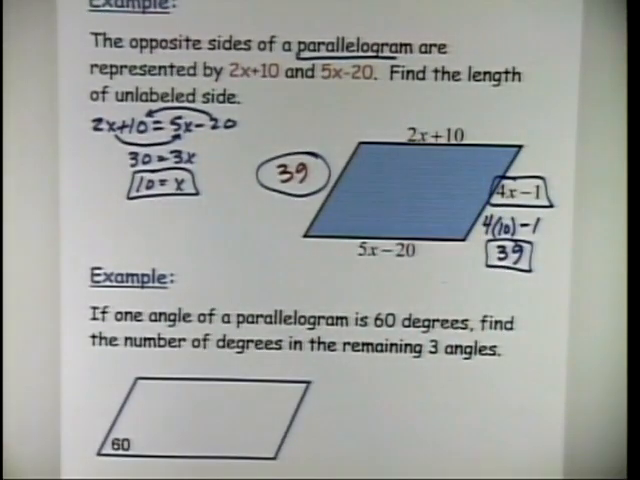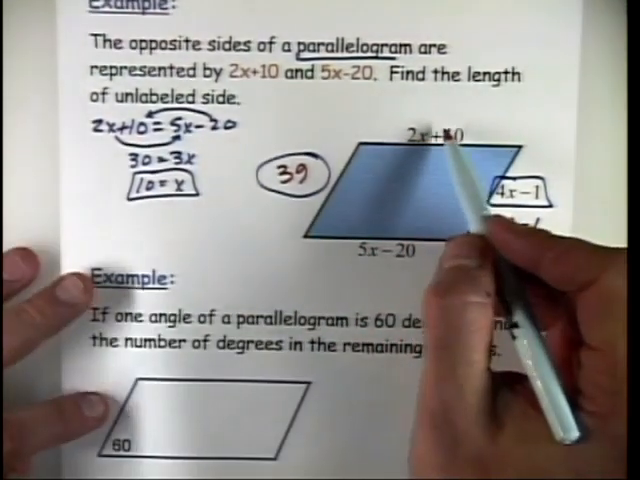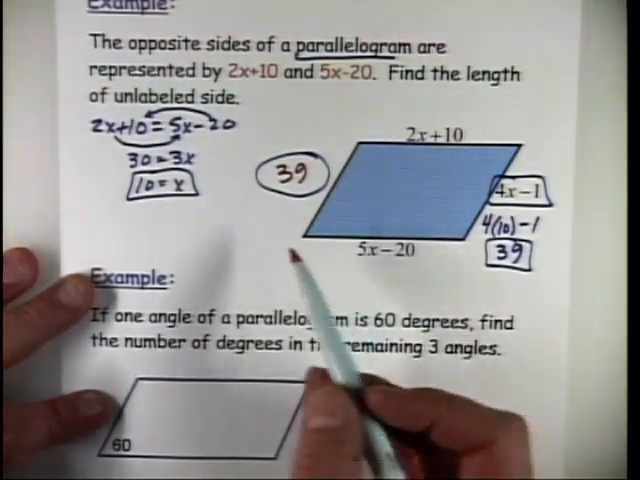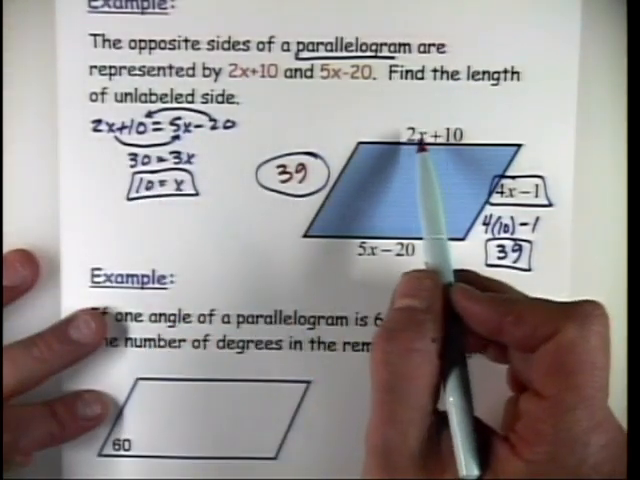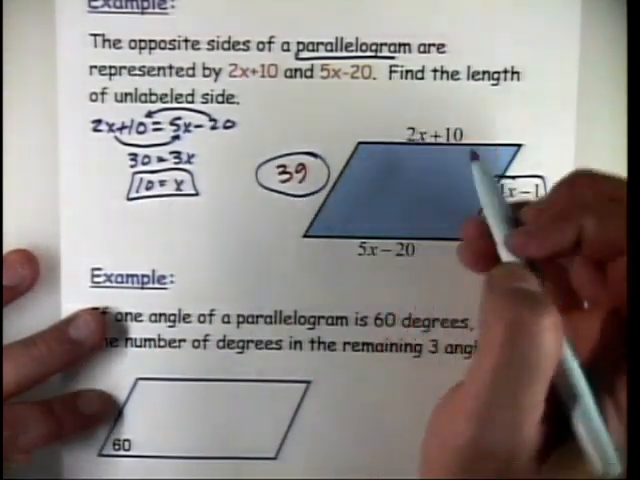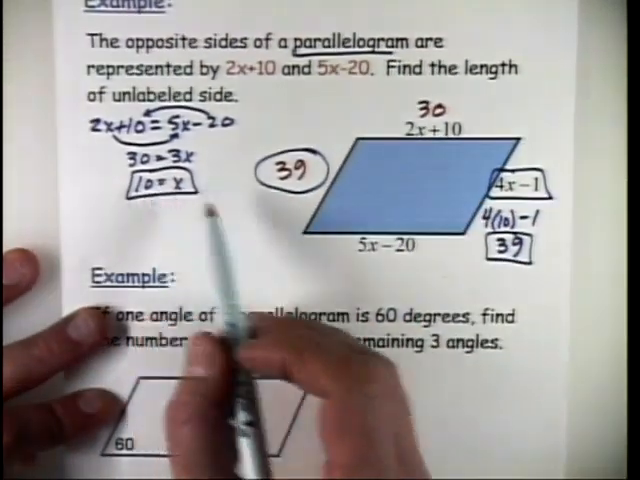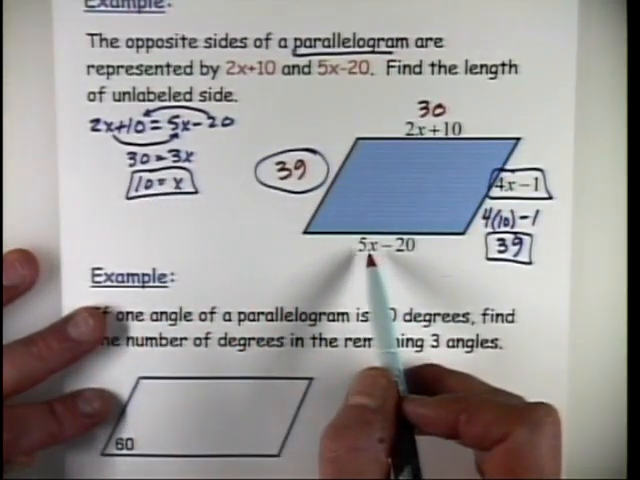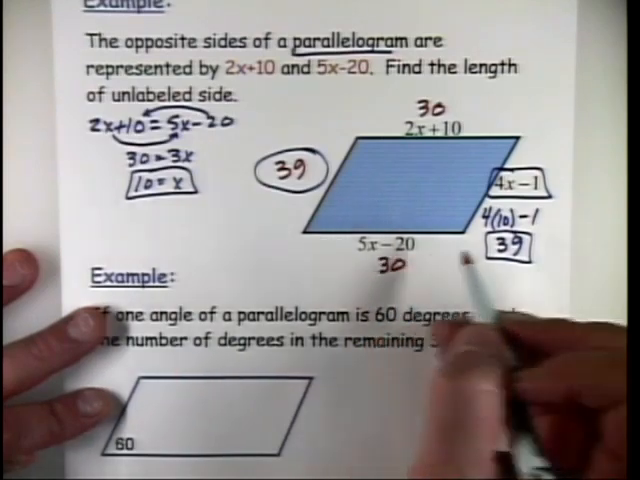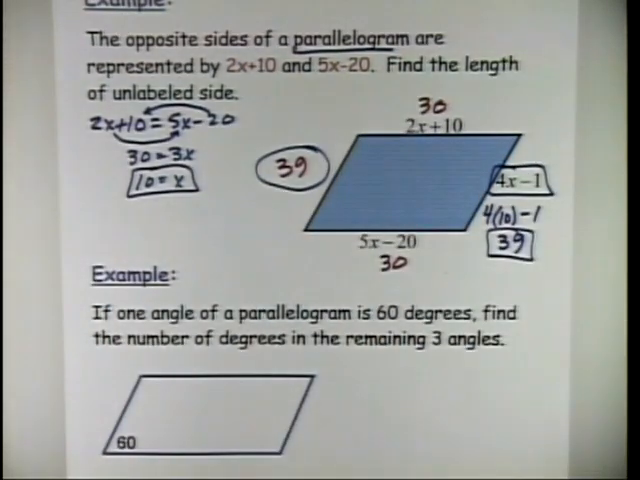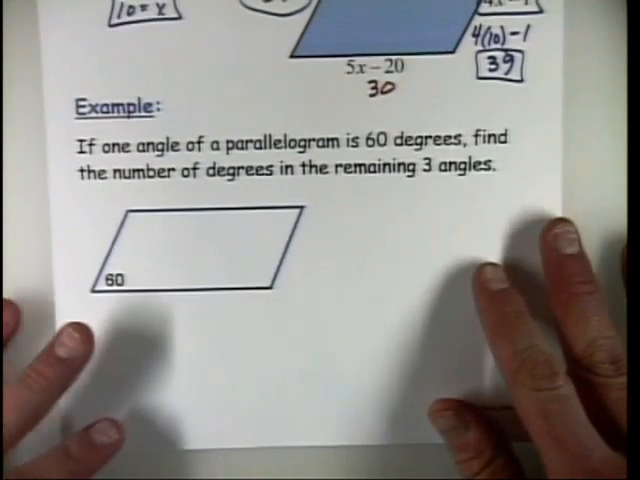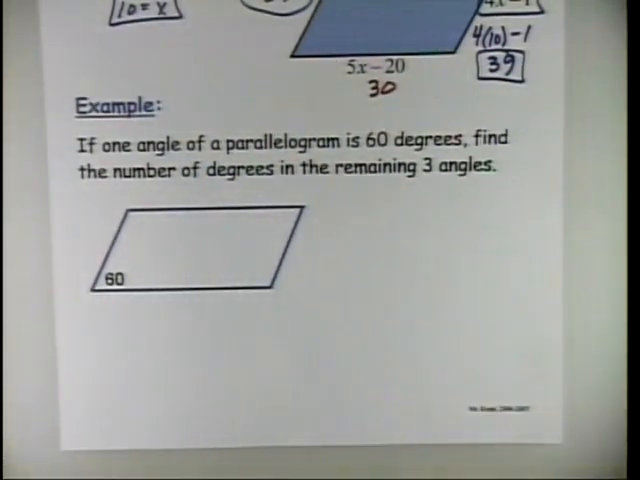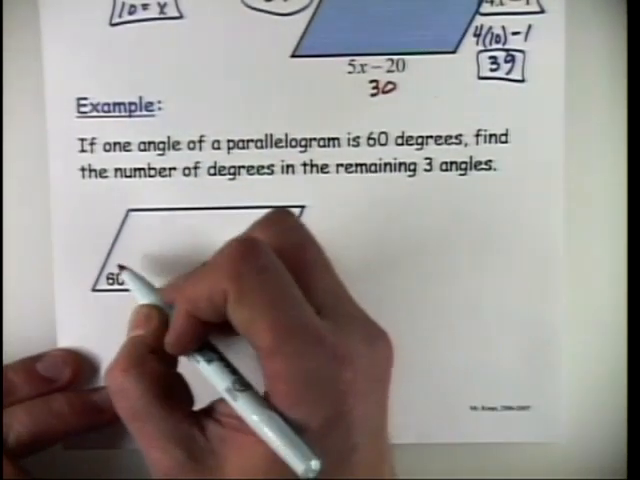Okay? Now, if you have the time, it's a good check to make sure that these two sides with your new value of x are also equal. So let's just plug in a 10 for x. 2 times 10 is 20. 20 plus 10 is 30. Plugging in down here, 5 times 10 is 50. 50 minus 20 is 30. So yes, in fact, they are the same length. They're congruent.